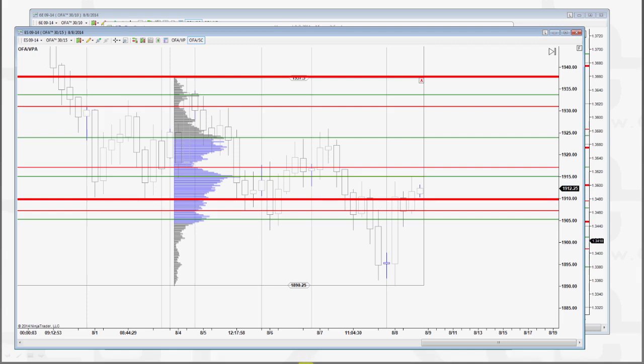Yeah, I'm looking at it as evidence, adding to my framework and my context of the overall market.